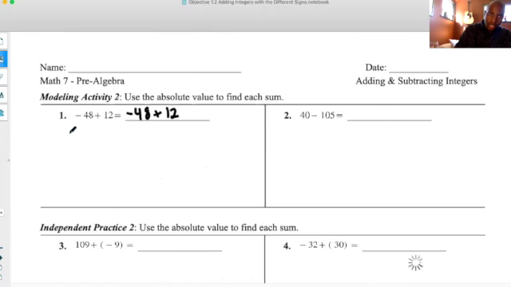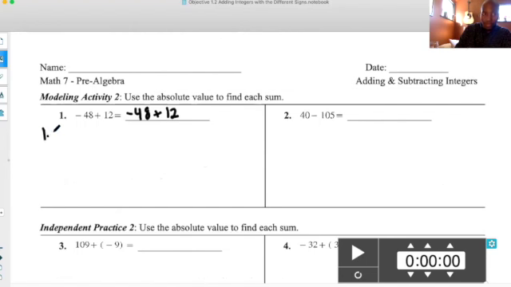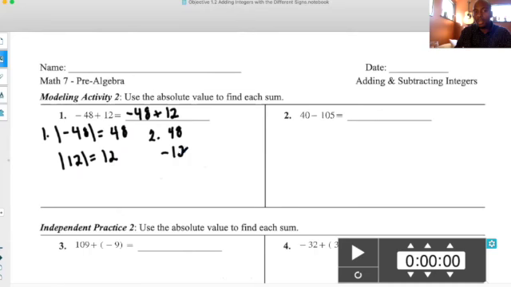First step, it says to take the absolute value of both integers. The absolute value of -48 is 48. The absolute value of 12 is 12. The second step says subtract the lesser from the greater, or big number minus a small number. And that's their absolute value numbers, right? 48 minus 12 gives us 36.